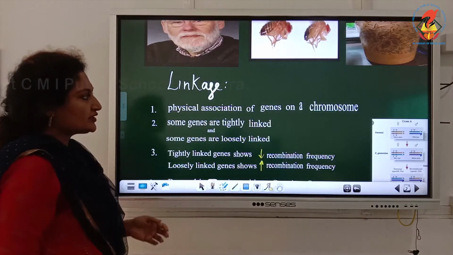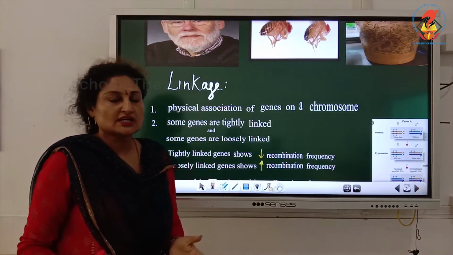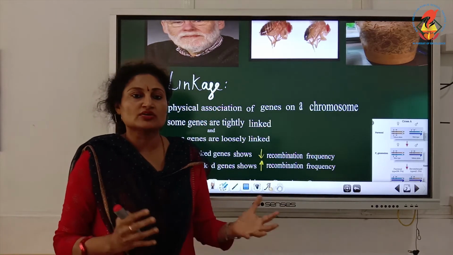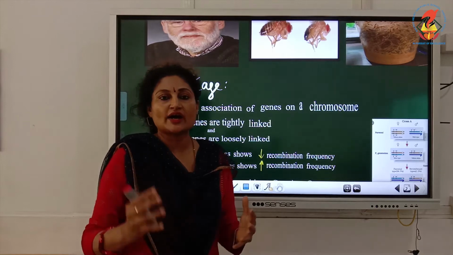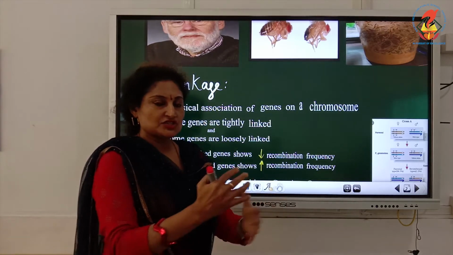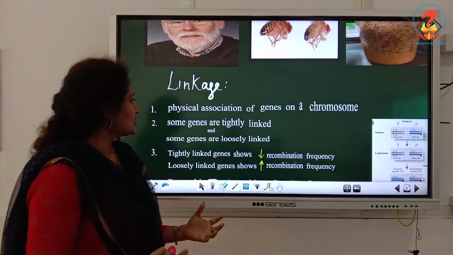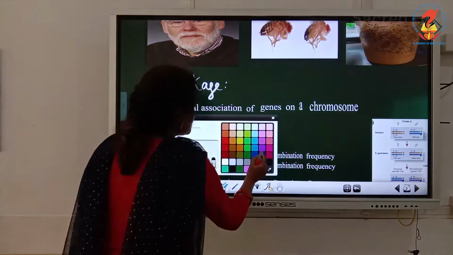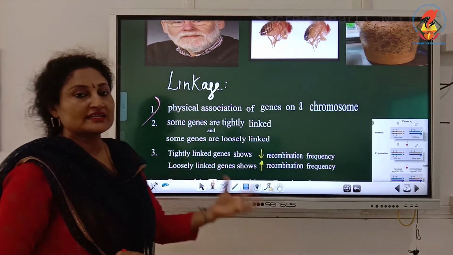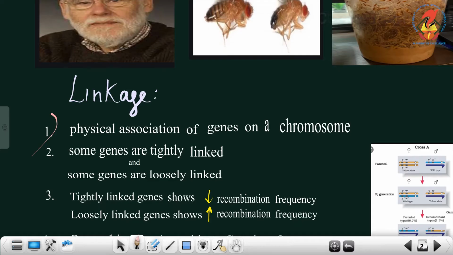Now, what Thomas Hunt Morgan came up with after his experiments. He conducted 2 sets of experiments, as I told you, similar to the dihybrid crosses conducted by Gregor Johann Mendel on garden pea. It was so much similar. From all these experiments, he derived 5 conclusions. The first and foremost conclusion is the definition called linkage. He was the one who proposed linkage. So what is linkage? Physical association of genes on a chromosome.